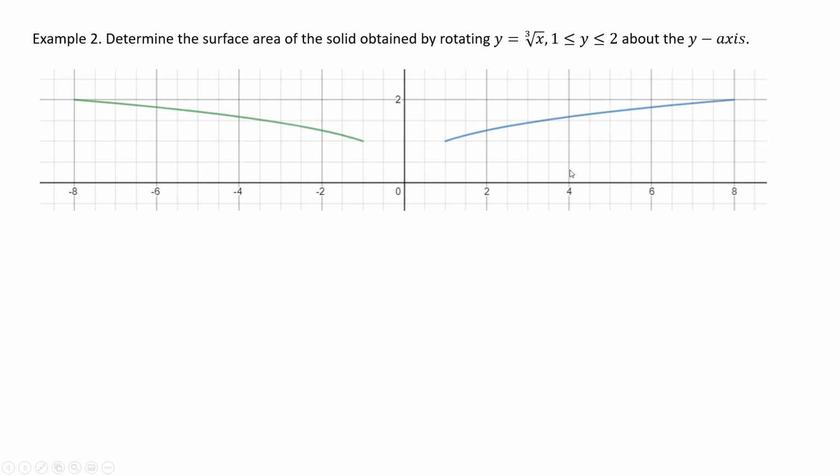Okay, so this time we go to another problem. So we are now given a y range from 1 to 2, then rotating about the y-axis. So for example, you plug in 1 and 2 in the given equation. So this is what you'll be getting, this point here. Then you rotate about the y-axis. So rotate this one. It looks like a funnel, right?